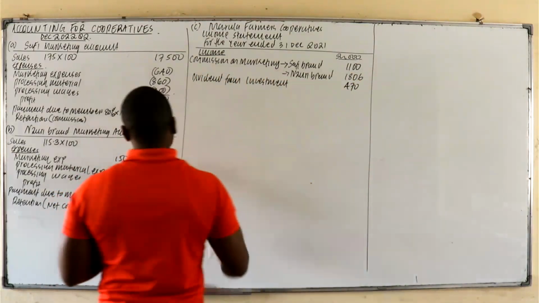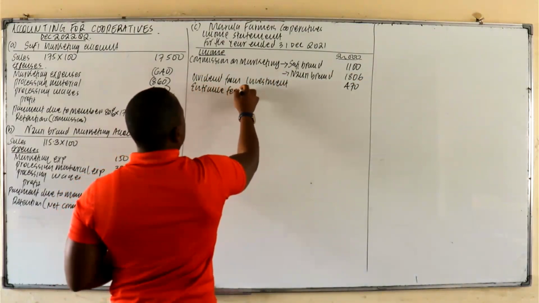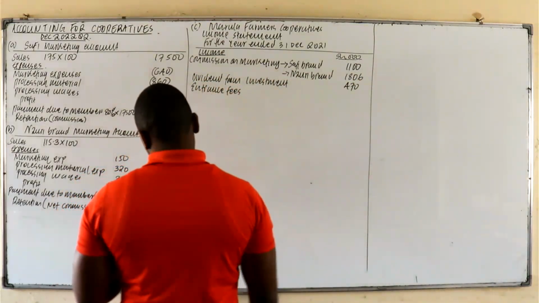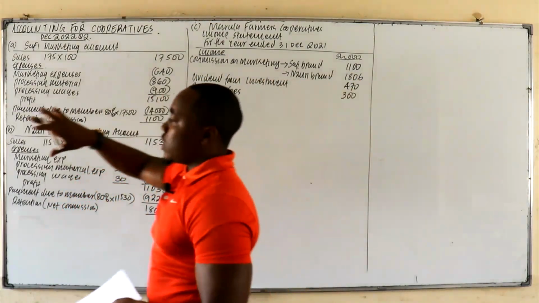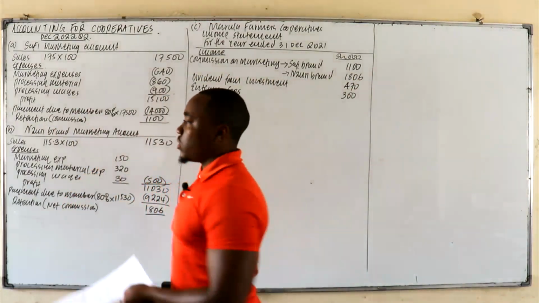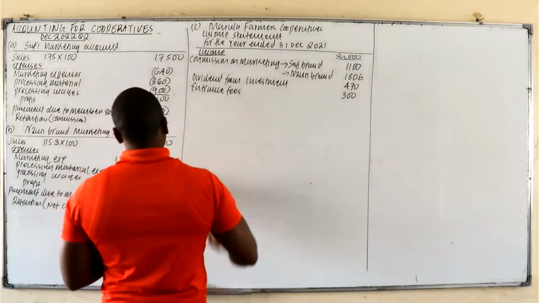Also, there is entrance fee. Now, the amount of entrance fee was 300. If you want to determine the incomes, just look at what has been credited. Don't look at the debit side. Look at what has been credited. That's where you get the incomes. Then there was interest on loan to members.